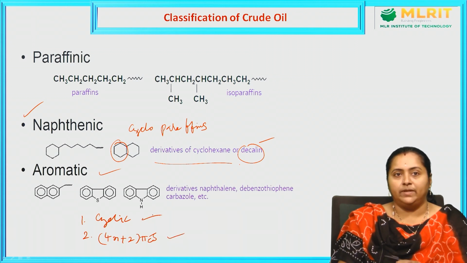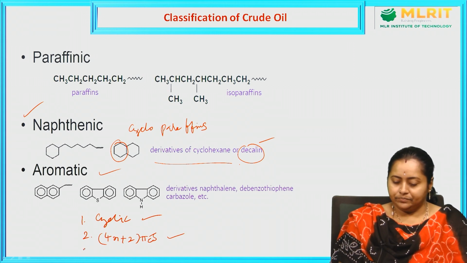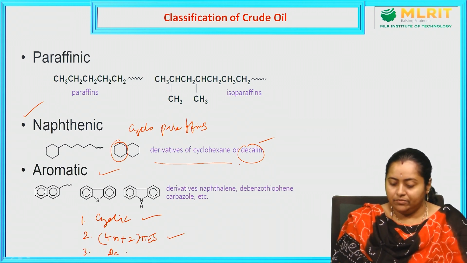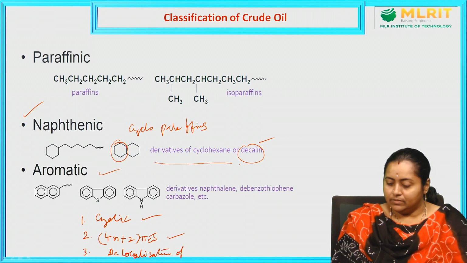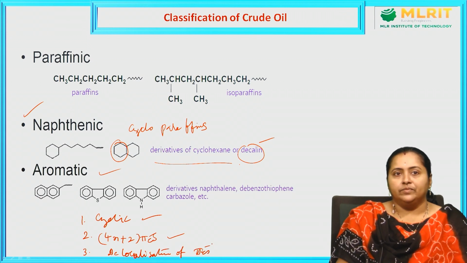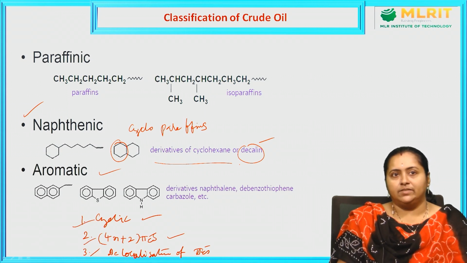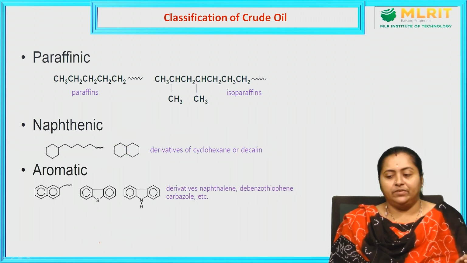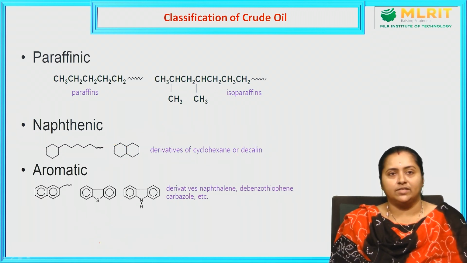First, it should be in a cyclic structure, and then it should have delocalization of pi electrons. Among several requirements of aromatic compounds, at minimum these three should be satisfied. There are many, but these three are important in today's class. That's why I am stressing only these three points. If these three are satisfied, then they come under aromatic crude oil type, or mixed base crude oil type. So, three different types of crude oil we have discussed so far, and general structures also.